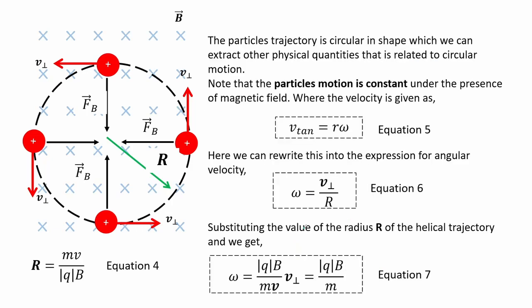The particle's trajectory is circular in shape, with which we can extract other physical quantities that are related to circular motion. Note that the particle's motion is at constant speed under the presence of a magnetic field, where the velocity is given as equation 5. Here we can rewrite this into the expression for angular velocity as shown in equation 6. Substituting the value of the radius r obtained earlier for the helical trajectory, we get an expression for the angular velocity for the charged particle moving constantly under the magnetic field, shown in equation 7.